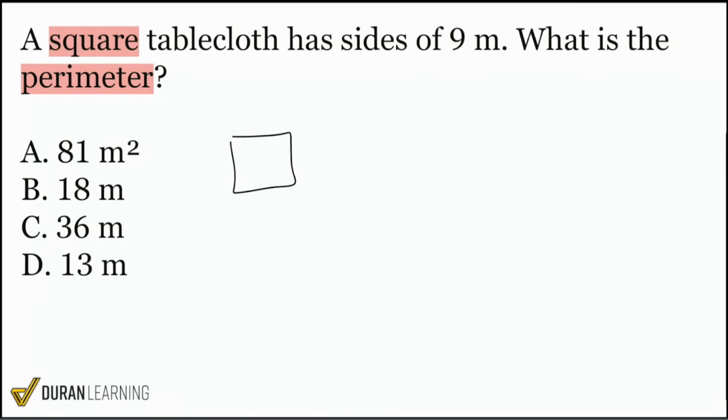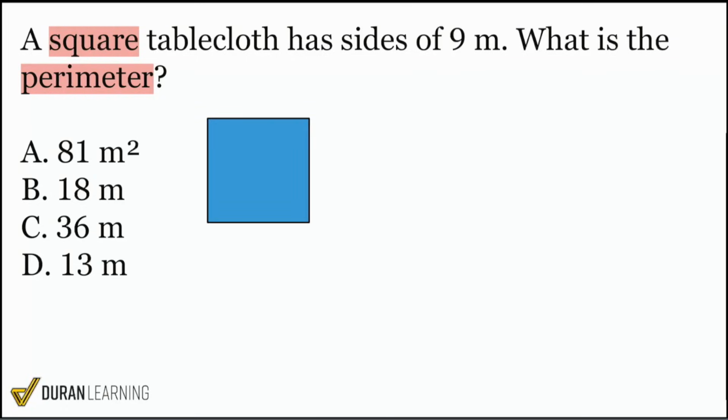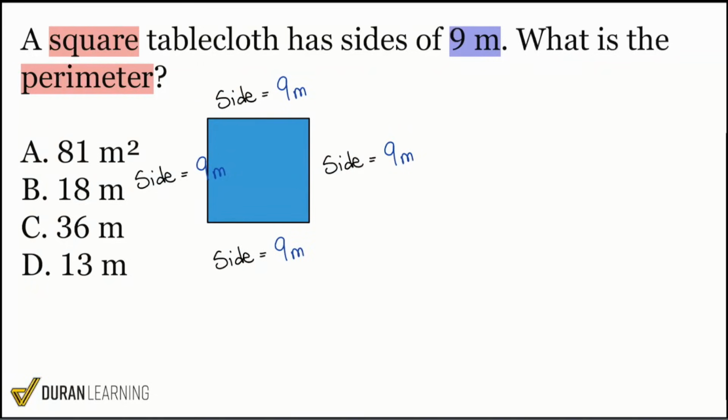When it comes to squares, we have sides that are all the same. 4 sides in particular. So if one side is given to us as 9 meters, just like that, what I can tell you is that we have 4 identical sides. So we can write side equals 9 over there, over here, and over here. 4 sides that are the same. The perimeter is going to be 4 times the side.